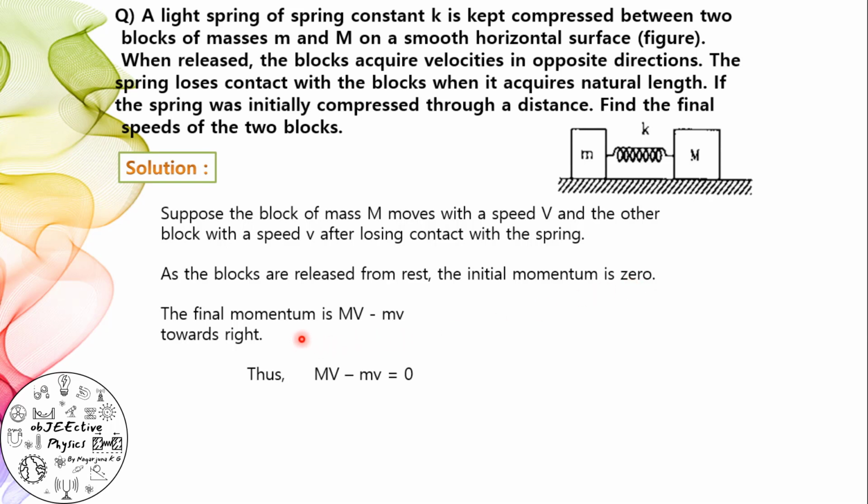When the blocks acquire velocities in opposite directions, the final momentum of the blocks is capital M into capital V minus small m into small v. Again, the minus sign is due to both blocks moving in opposite directions. Thus, according to the law of conservation of linear momentum, total final momentum is equal to total initial momentum. That implies capital M into capital V minus small m into small v is equal to 0, or capital V is equal to small m by capital M into v.